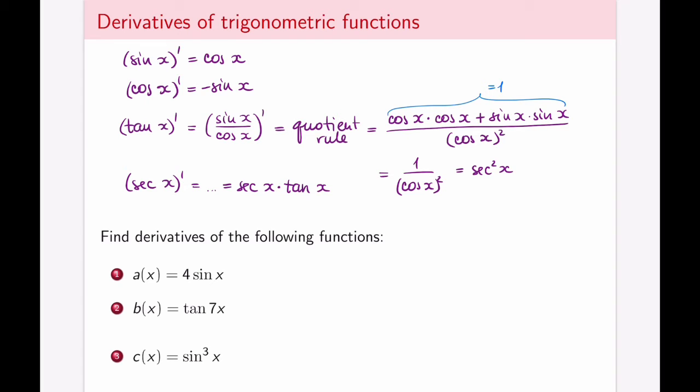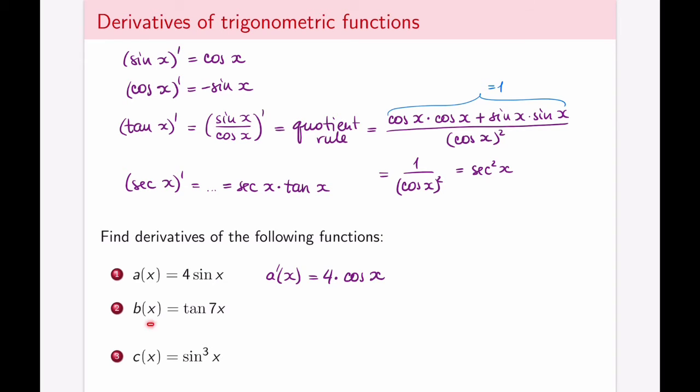Let's now try to see how these new derivatives work together with other differentiation rules that we have seen before, such as constant multiple rule, addition and subtraction rules, chain rule, and whatnot. So my first function here, I have a of x is equal to 4 sine x. So remember that constant multiple rule means that I can leave the constant alone and then take the derivative of the function itself. So the derivative of sine of x is just cosine. So overall, I'm going to have that the derivative is 4 cosine x.